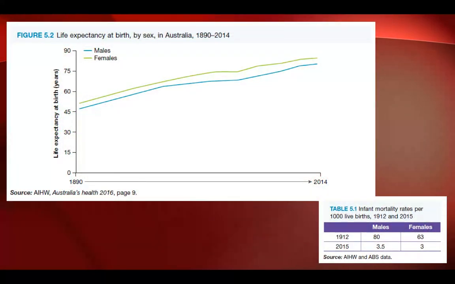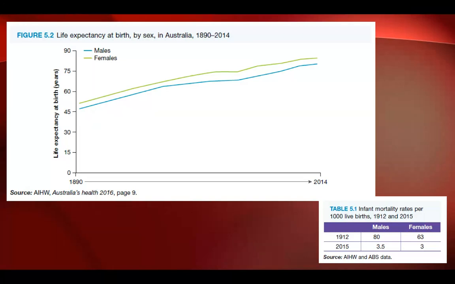What you can see from figure 5.2 is how life expectancy has increased, and the trend is obviously going in an increasing manner. You can see overall that for females, probably all the way through, bar this little period here where it's sort of plateaued, life expectancy has generally improved. And even for males, it dramatically increased for a number of years, plateaued slightly, but still increased through to 2014. In the bottom right-hand corner, you can see table 5.1. This looks at infant mortality rates per 1,000 live births, from the period of 1912 through to 2015.